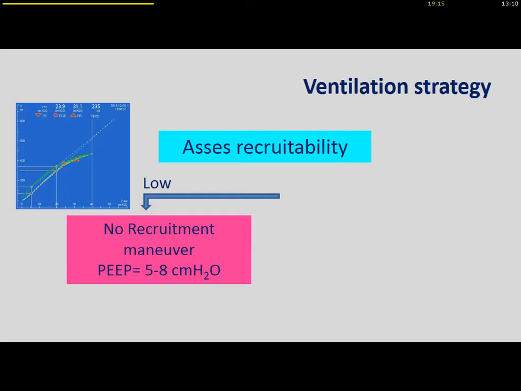Recruitment maneuver will be harmful, will over-distend the lung, probably induce a hemodynamic compromise, and high PEEP also will over-distend the lung. So this patient may benefit from prone position, and I think we should try prone position in this patient. The efficacy of prone position is not predicted by the PV curve. The PV curve predicts only the efficacy of recruitment maneuver.